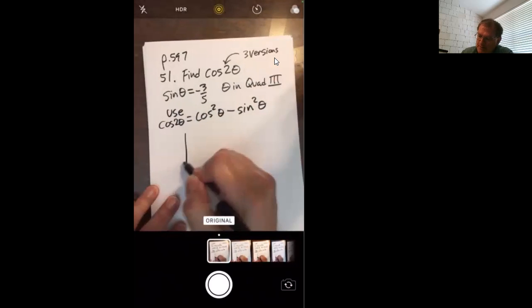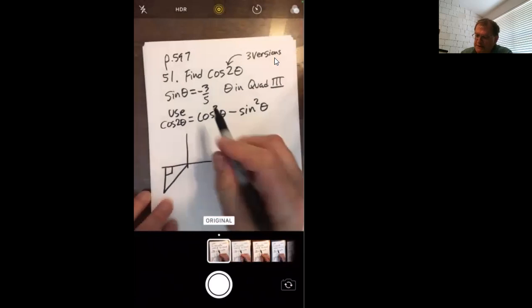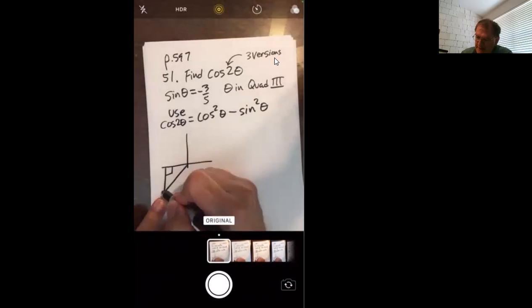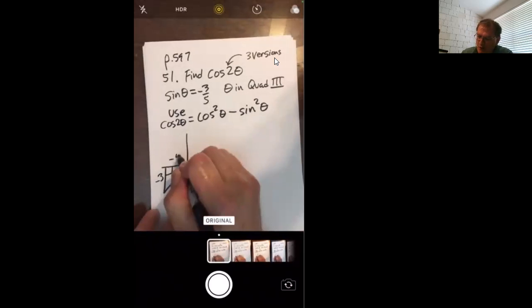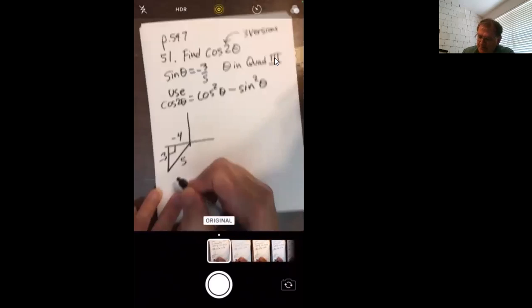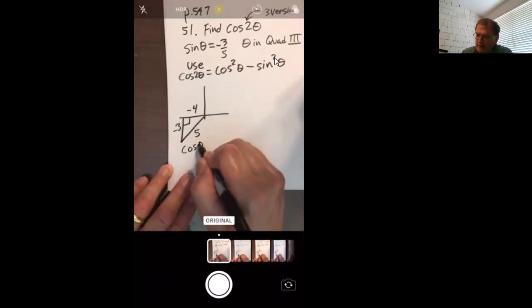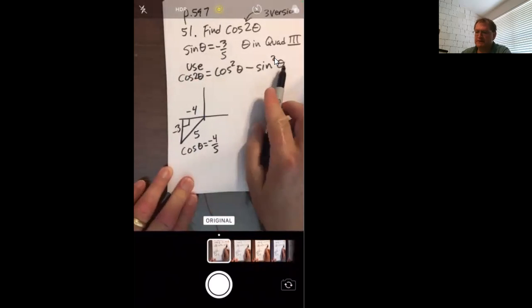All right, let's draw our picture. We're in quadrant 3. Sine, that'd be a negative here, negative 3. Hypotenuse is 5. This would have to be negative 4. 3, 4, 5. But in quadrant 3, both x and y are negative. Okay, your cosine theta then, I'll just write them down here. Your cosine theta is negative 4/5, and your sine theta was given to be negative 3/5.